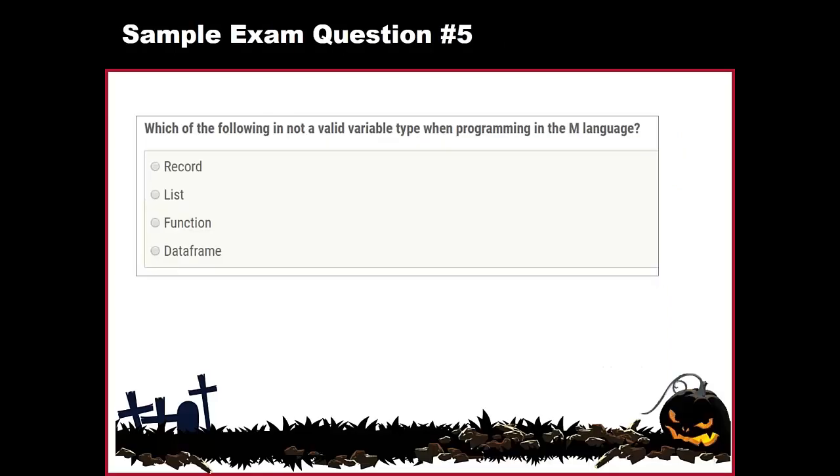Okay. Now, if you don't know the M programming language, this might be a hard one. Which of the following is not a valid variable type when programming in the M language? Record, list, function, or data frame? I was trying to be tricky. Data frame is not part of M. It's the most common type we use in the R programming language when we work with Power BI Desktop, but it's not supported in M.